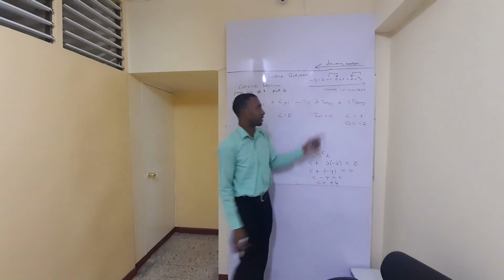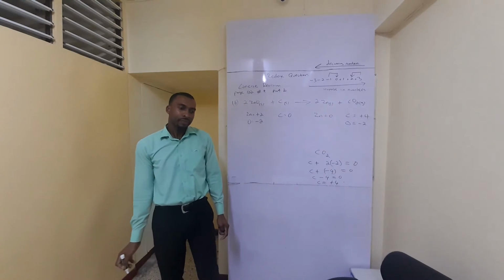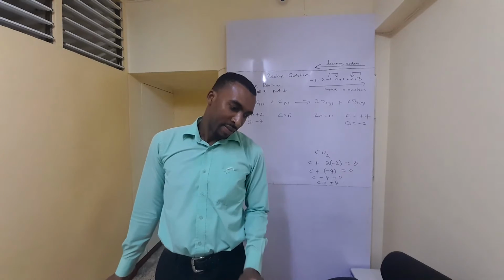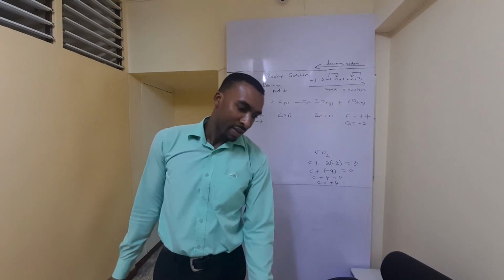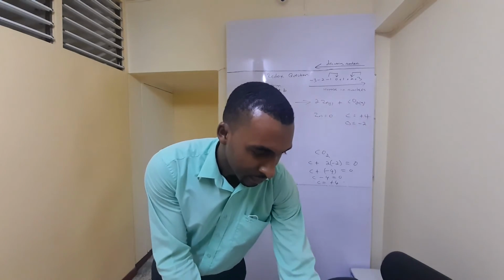So don't get confused if you see it like that. This is plus 4. So they are saying that non-metals can behave both as oxidizing and reducing agents.